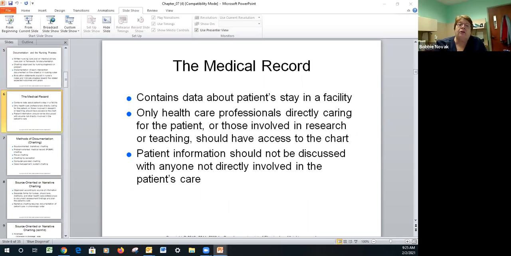So we know that the medical record contains the data about the patient's stay in the facility, and only people directly caring for that patient or those involved in research and teaching should have access to the chart. Okay, you can't just pull a chart off the rack on a patient you're not taking care of, because that's a HIPAA invasion of privacy issue. Okay, and we never discuss patient information with anyone not directly involved in the patient's care. So you're not going to talk about your patient in the break room. You're not going to talk about your patient outside of school.